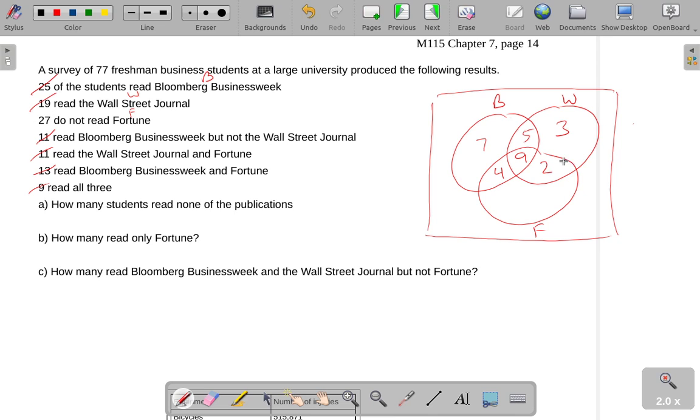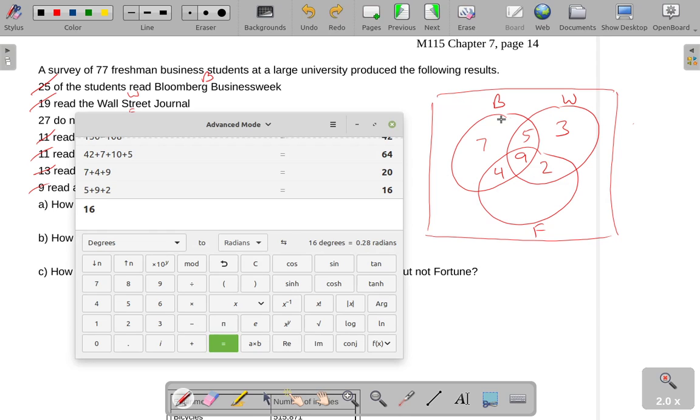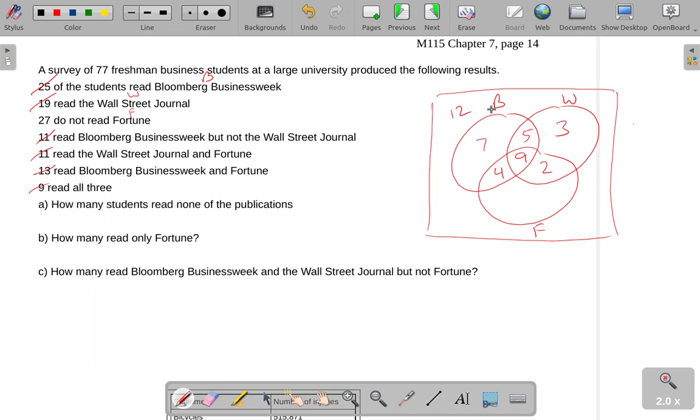Now, 27 do not read Fortune. I know this number, that number, that number, but I do not know the number out here. So I know 3 of the 4 numbers. Let's figure out how many are accounted for: 7 plus 5 plus 3 is 15 people who do not read Fortune. There's 27 total who do not read Fortune, so there should be 12 out here.